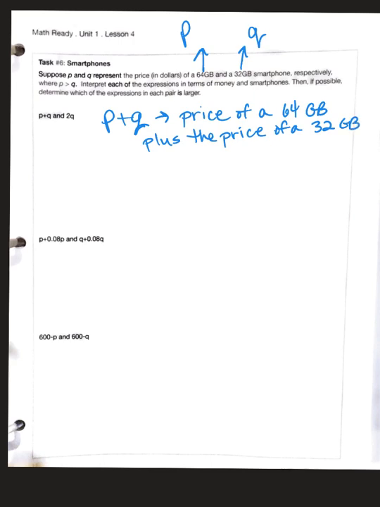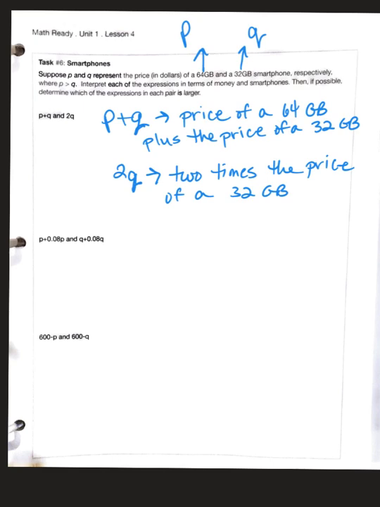The second expression, 2Q, means twice, or 2 times, the price of a 32 gig. Okay, using reasoning, we can determine which one of these would be larger.